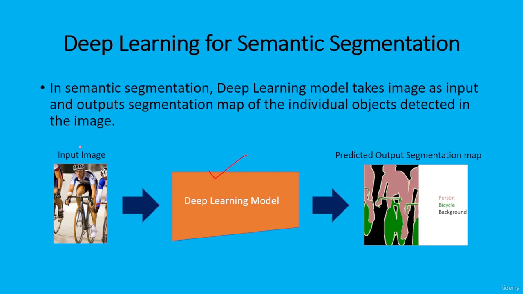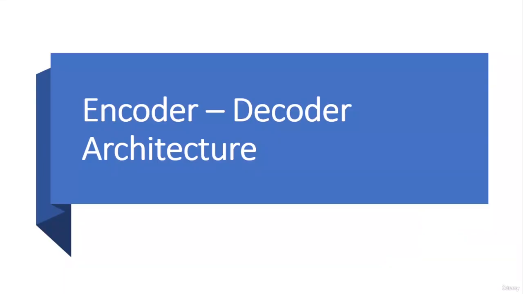So the deep learning model takes an input image and outputs a segmentation map of the individual objects detected in the image. In the input image, you can see the persons, bicycles, and also there is a background in the input image. And in the output segmentation map, you can see the persons, bicycles, and background with different colors. So when you feed an input image to the deep learning model, it will predict the output segmentation map of the image.